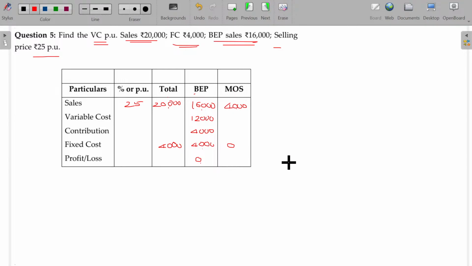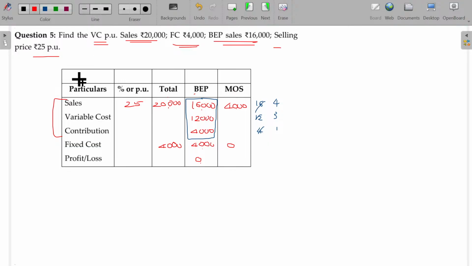Margin of safety. Right. Now, the relationship among the three remains constant at all levels. Here, all the three relationships can be arrived at from the BEP. In BEP, 16 sales, 12 variable cost, 4 contribution. Otherwise, 4 share, 3 share, 1 share. Am I right? Okay. It means if the sales is 4, variable cost should be 3 times and contribution should be 1 time.